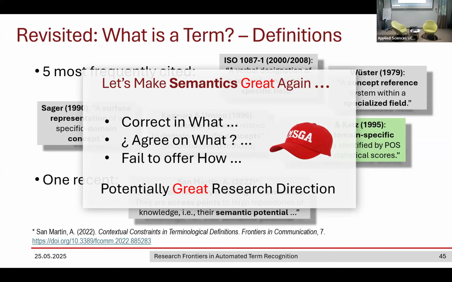But let us see if those definitions are correct and on what. Let us understand if they agree and on what. For me, it's quite a simple thing to do because I have already highlighted the degree of their consensus, just one outlier, the greenish one. But all of them fail to offer how to go into this potentially great research direction. I will try to hint you.